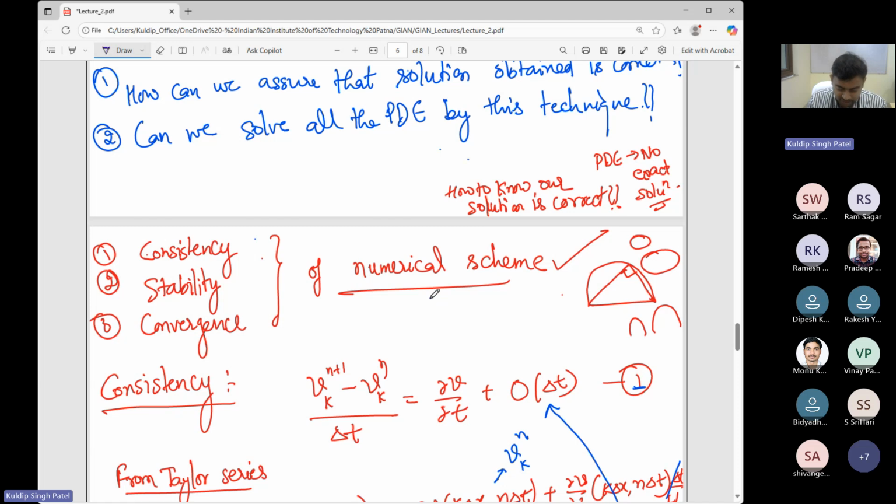So let me tell all the participants who have joined, we have read the finite difference method. It is very important to understand whether it is always going to work or not. Is it going to give us a result or not? Those things are important.